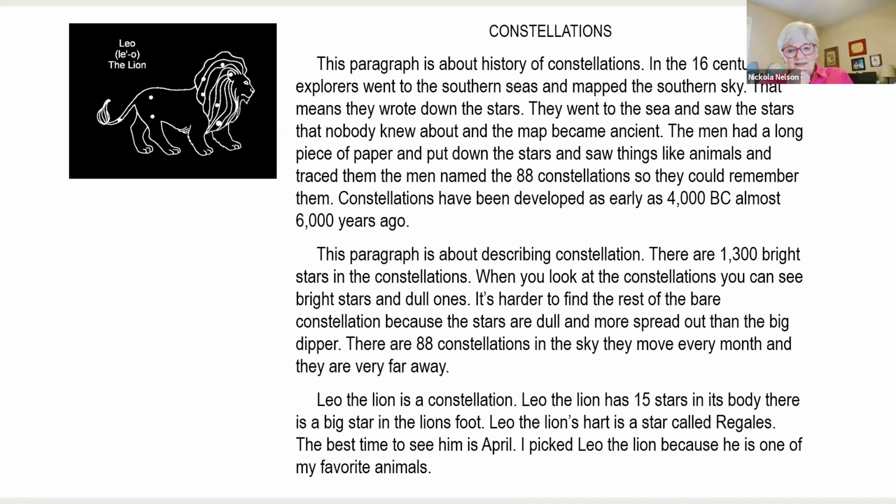Leo the lion is a constellation. Leo the lion has 15 stars in its body. There is a big star in the lion's foot. The lion's heart is a star called Regulus. The best time to see him is in April. I picked Leo the lion because he is one of my favorite animals.